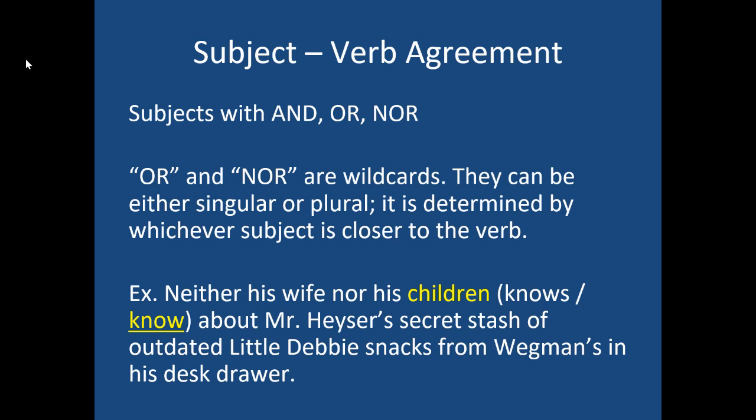But if I switch the order of that subject around, because even though there are 2 subjects there, I could make it singular. I could say neither his children nor his wife knows. You're thinking like all you did was simply switch those 2 words around and the verb changes? It does. Because now wife is closer to the verb, and so I get to use the word knows. That only happens with or and nor. So don't confuse that with the word and. It only happens with or and nor.